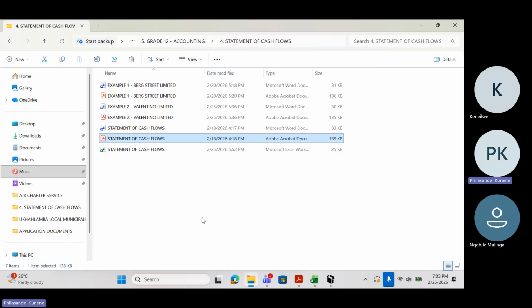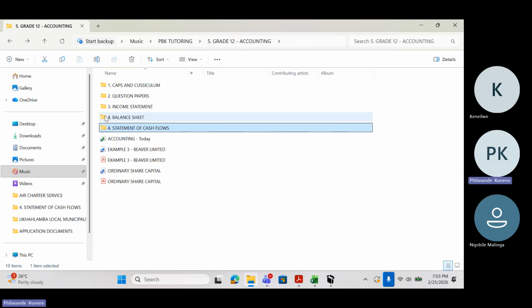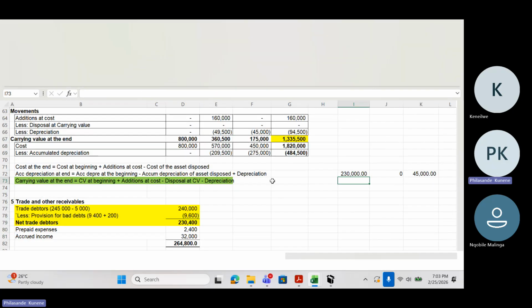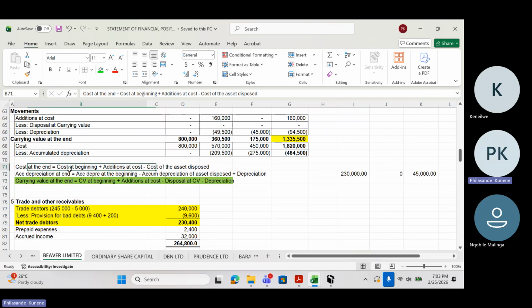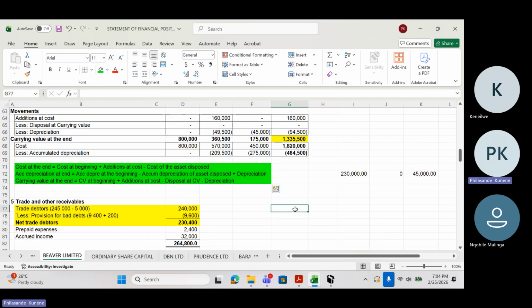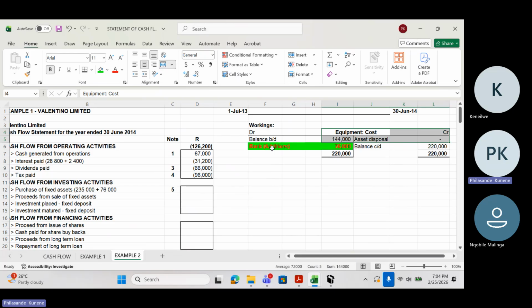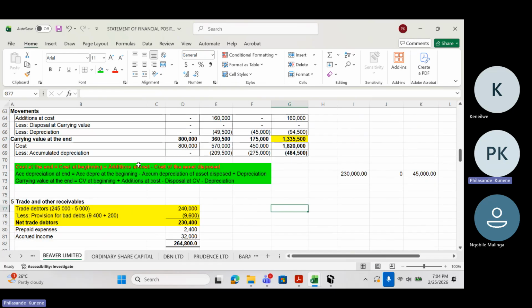When we were doing, let me just go back to that spreadsheet, guys, because I want us to see what I'm talking about. I don't want to talk about something that you guys cannot see. You remember these three formulas? The one that we're talking about now is this. That first one: cost at the end is equal to cost at the beginning plus additions at cost minus cost of the asset disposed. This cost of the asset disposed is the asset disposal that you can see here, which is 0. And then additions, you can see there is additions at cost.